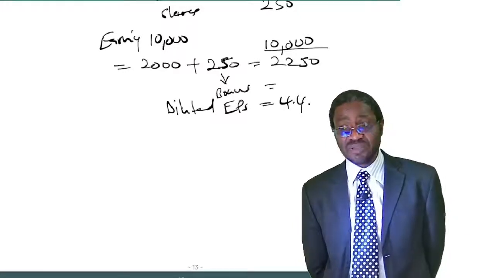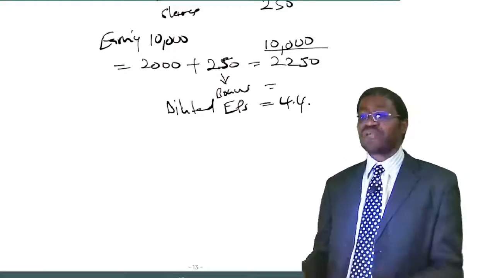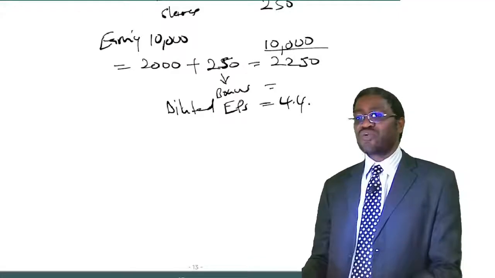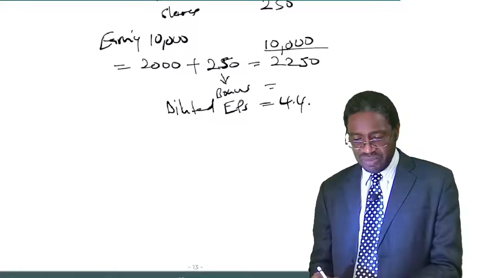Good. So now we are through with the third item. We want to go to the fourth item that we call partly paid. I think that's the one. Let me confirm.